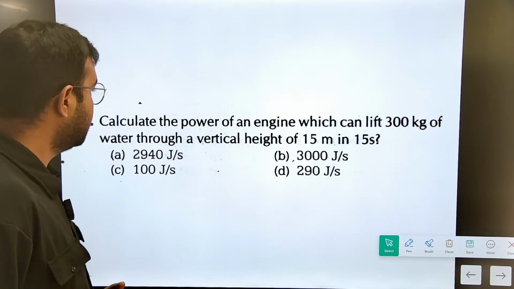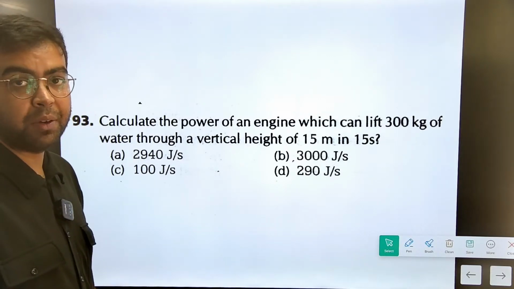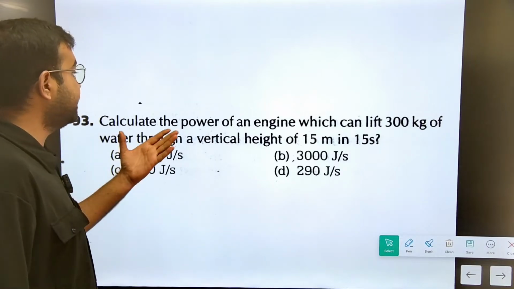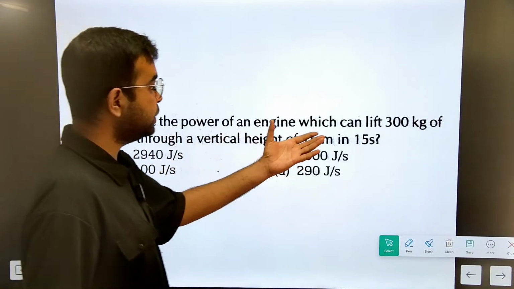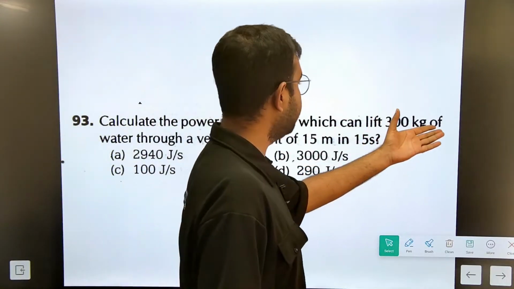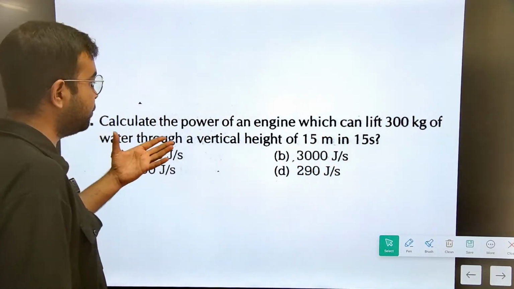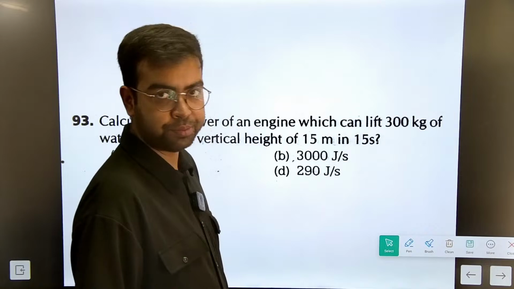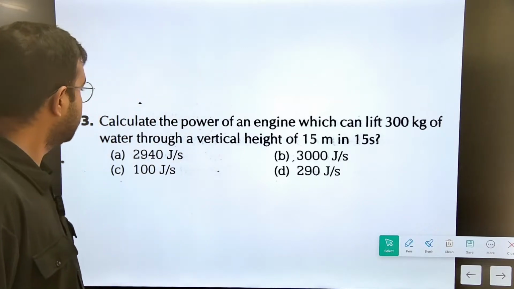Now, the next question is from work, power and energy. Okay? It says, calculate the power of an engine which can lift 300 kgs of water through a vertical height of 15 meter in 15 seconds. Okay? Now look.